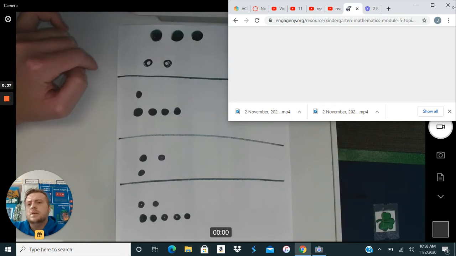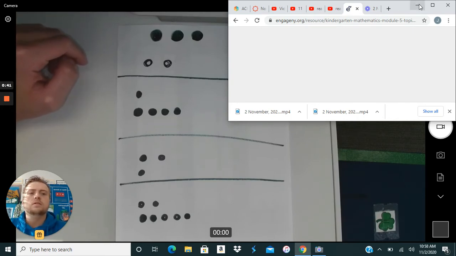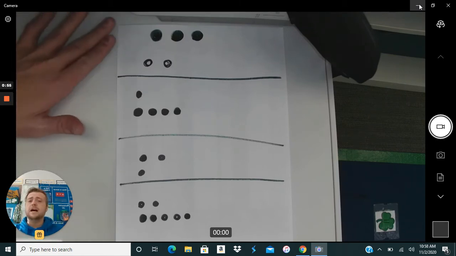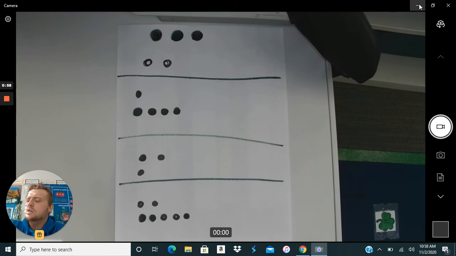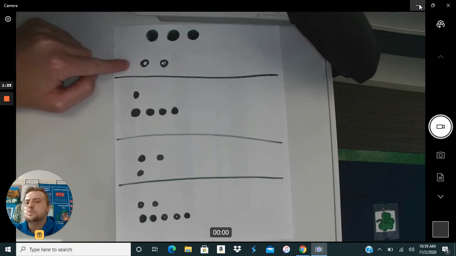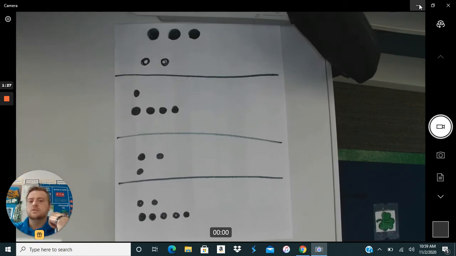Can someone tell me how many dots we see on this page? Just go ahead and say it and give everyone a few seconds. Alright, very good. So we have 5 dots on this page. Can someone tell me how they see 5 dots? I'll give you a few seconds to think about it and answer. Alright, so I heard someone say that they see a group of 3 and a group of 2. Awesome. Now we're going to go on to our next one.